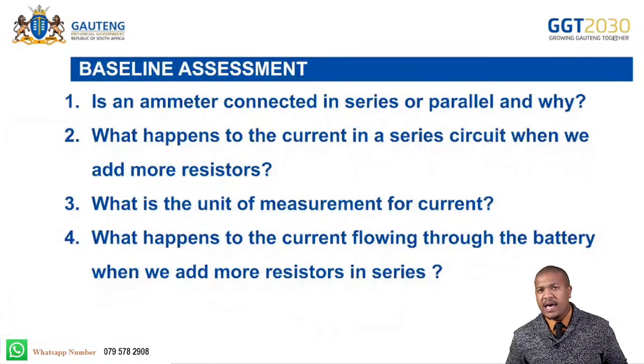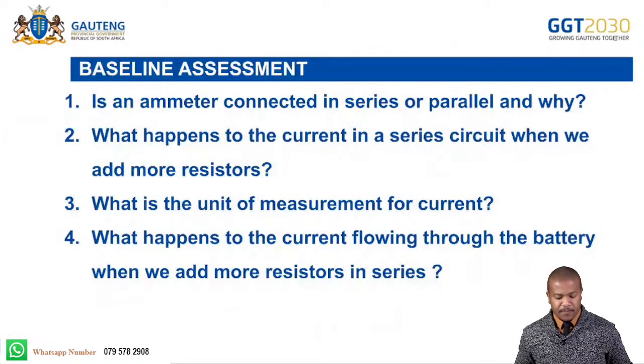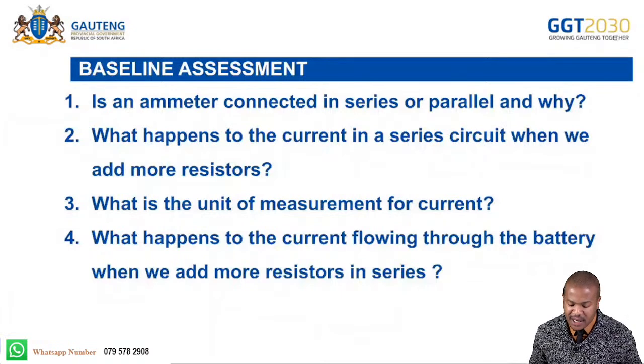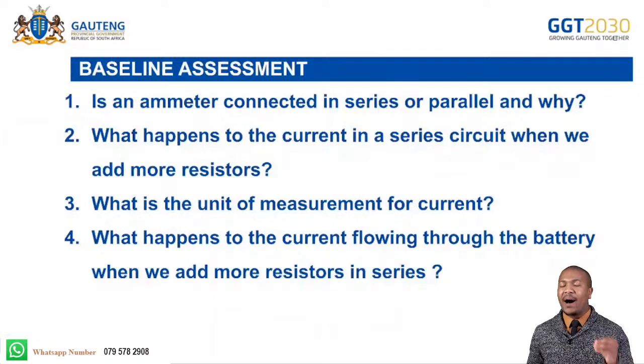So now, let's go through the solutions together. Number one is saying, is an ammeter connected in series or parallel, and why? Number two says, what happens to the current in a series circuit when we add more resistors? Number three, what is the unit of measurement for current? Number four, what happens to the current flowing through the battery when we add more resistors in series?